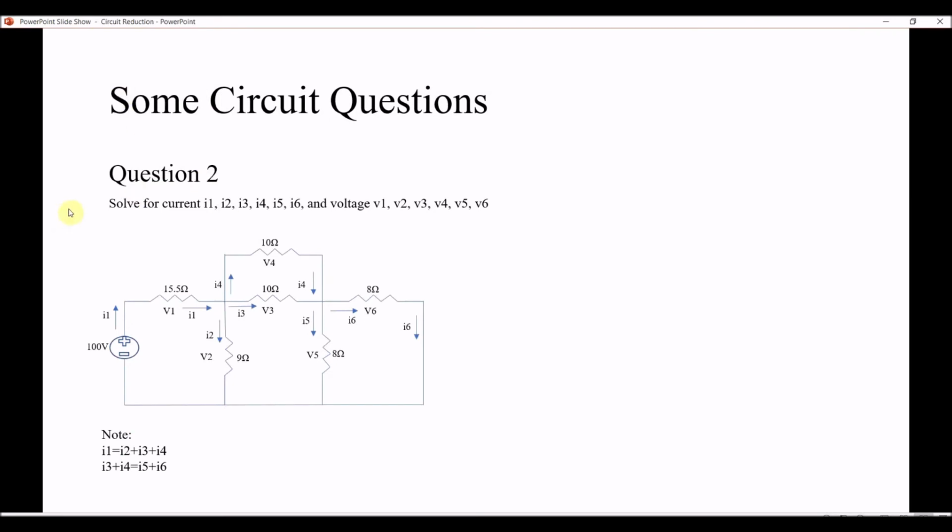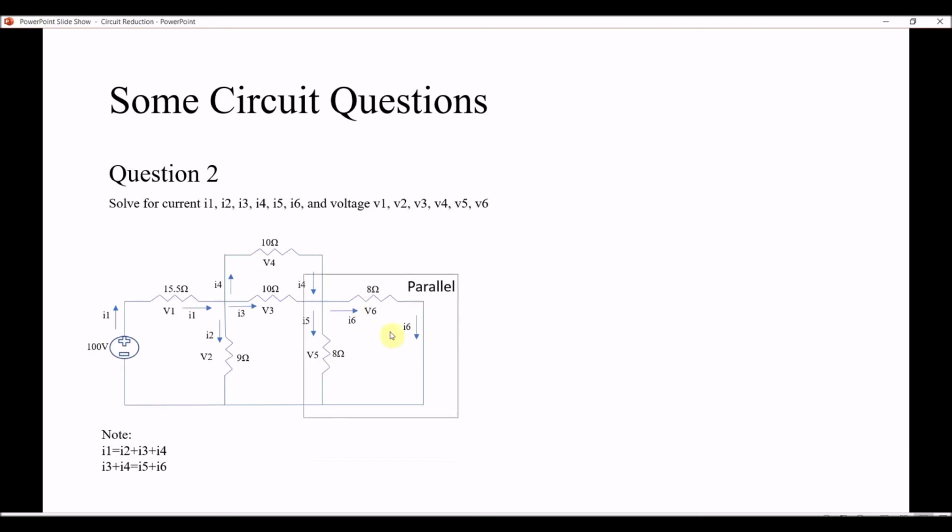Now one more question. So question 2, we're going to solve for I1, I2, I3, I4, I5, I6, and voltages V1, V2, V3, V4, V5, and V6. Now I chose this kind of question specifically because, as you can see from the very beginning, there's more resistances, so it looks more complicated, but it's the same process. But a lot of people get confused when it comes to this area.